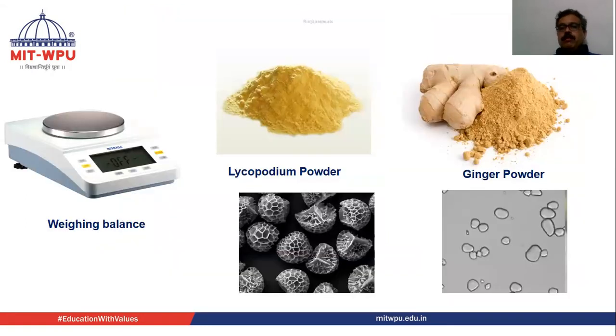What we need for this is a weighing balance, Lycopodium powder, and ginger powder. We have already seen that under the microscope, the spores look like this. And if we take a suspension of the ginger powder, by adding ginger powder in water, and spread a drop of that on a slide and observe under the microscope, we can see the starch grains like this.